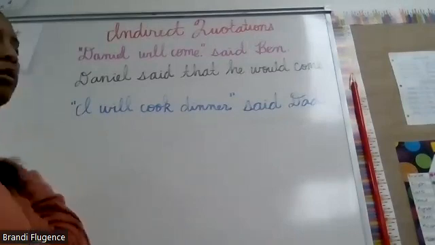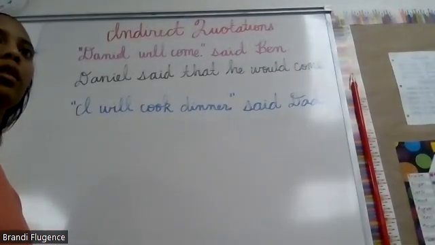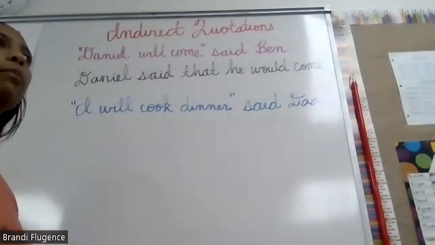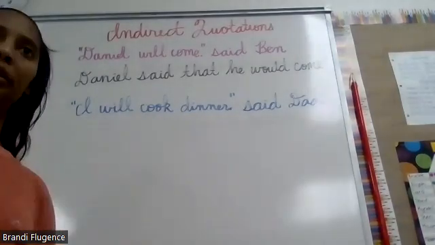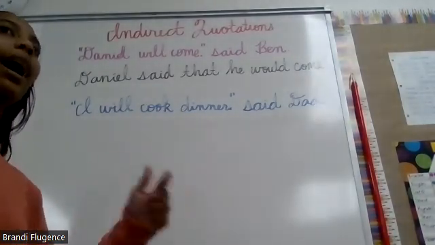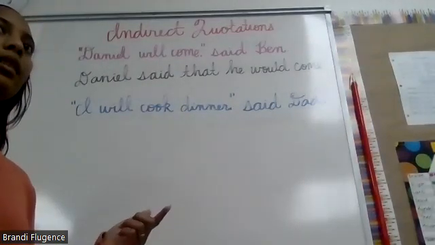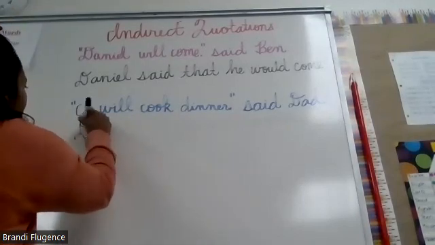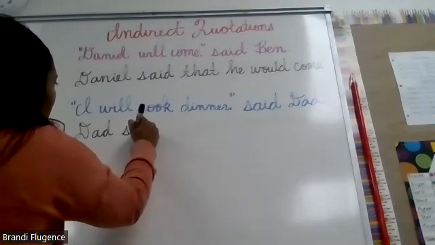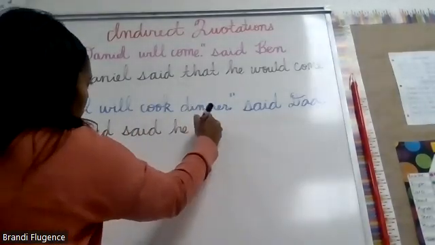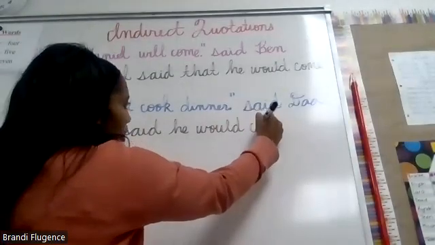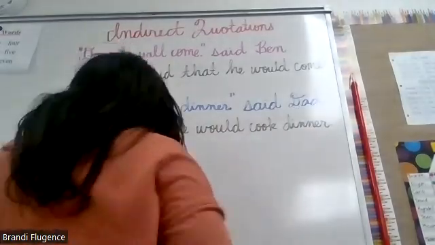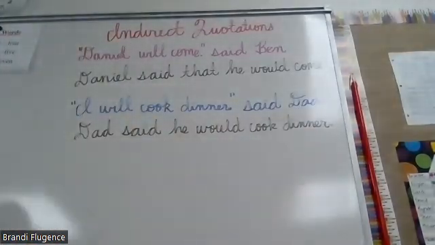It's not I. You had it right what Dad said, but don't say I, because when you say I, you're talking about yourself. You're not Dad. So instead of saying Dad said I, Dad said he would cook dinner. You can't say I because you're not that person. So Dad said he would cook dinner. That's good. Yeah, that's the difference.